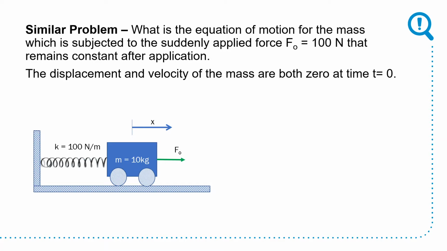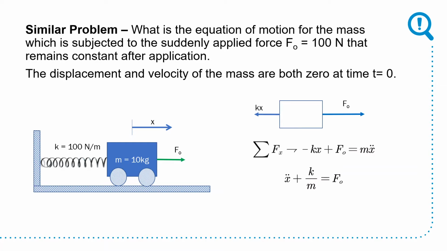Similar problem. What is the equation of motion for the mass which is subjected to a suddenly applied force F naught of 100 newtons that remains constant after application? So this is a little bit different. There's no time variance. Displacement and velocity of the mass are both 0 at time equals 0. So here's the free body diagram. Everything's there. I don't have any weight force because it's horizontal. Everything's lined up. And I get the standard expression, which should be k over m x right there. x double dot plus k over m x equals F naught.